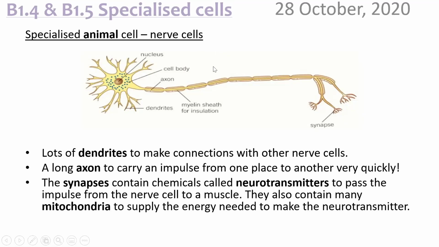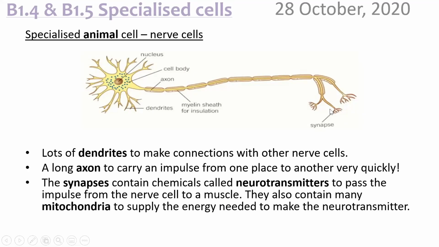Unfortunately, lots of things can go wrong in the body with nerve cells, which some people are affected by. There can be problems with the myelin sheath. There can be problems with the dendrites, because these are very important cells to allow you to move. Sometimes people have disorders where movement is affected.